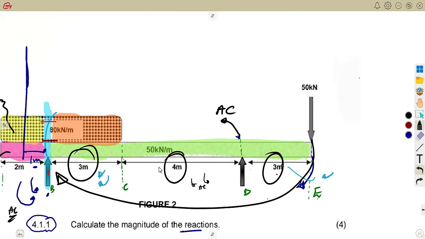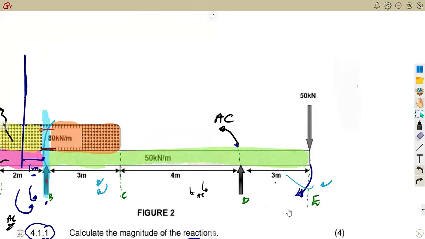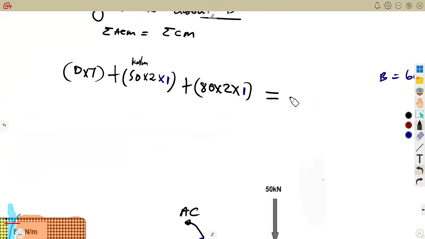Which is 10. Okay, so that is 10 there. Oh, so that is 50 times what? 50 times 10. So I started with the one at the end there. Do not worry. 50 times what? 50 times 10. Okay. Force times distance.